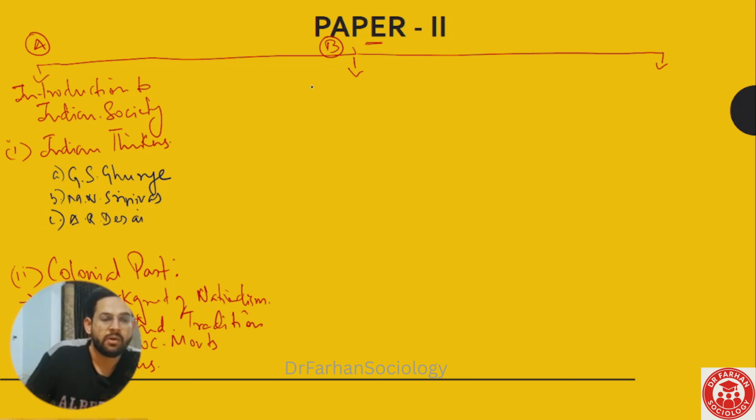And then part B is called the social structure of India. How can we divide Indian society into different segments? So we try to understand Indian society on the basis of some village studies.